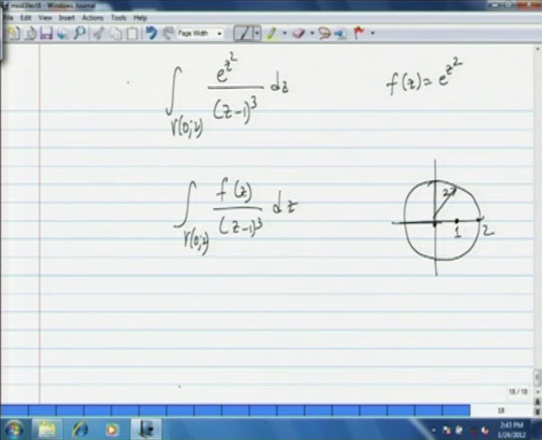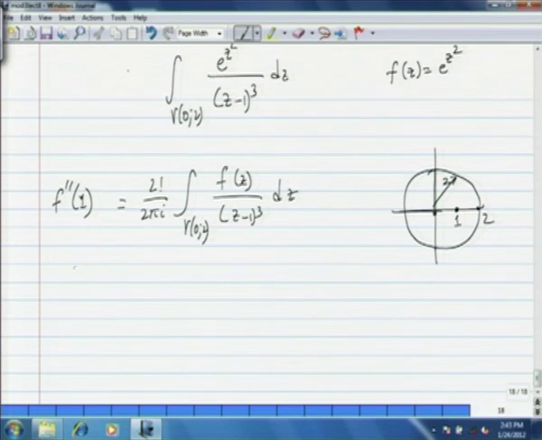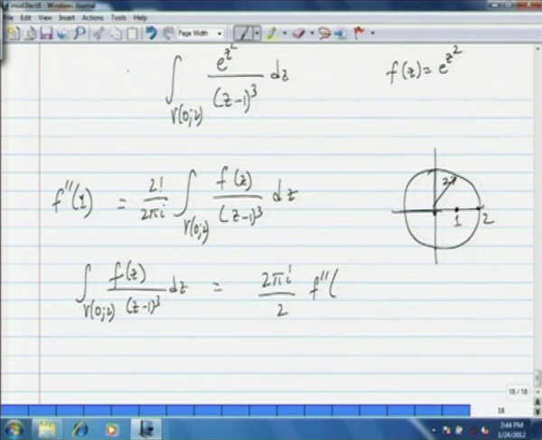So, by Cauchy's integral formula, 2 factorial divided by 2 pi i times this integral is equal to the second derivative of f at the point 1. So, what we can do is we can say the integration over gamma 0,2 of f(z) divided by (z minus 1)^3 dz is equal to 2 pi i by 2, well, that is pi i times f double prime of 1.